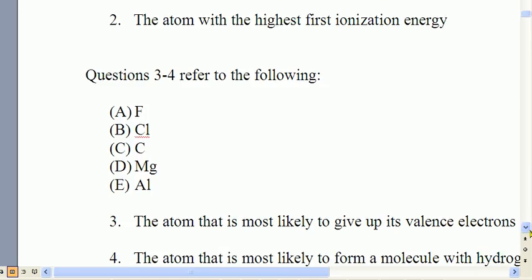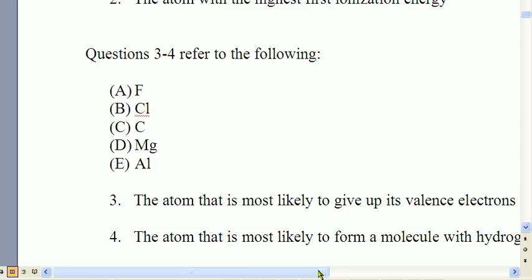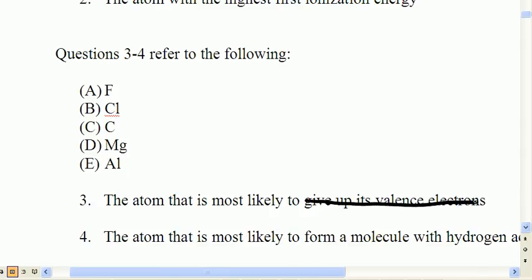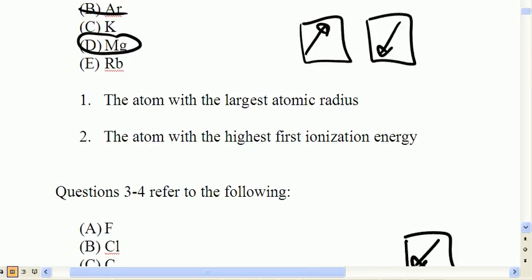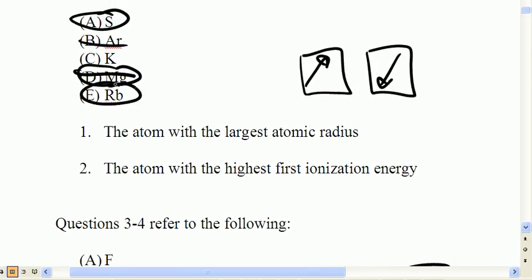The atom that is most likely to give up its electrons, another way of saying that is having the lowest ionization energy. That's going to be the one at the bottom left. So that's going to be magnesium. Once again, I apologize. This answer is rubidium.